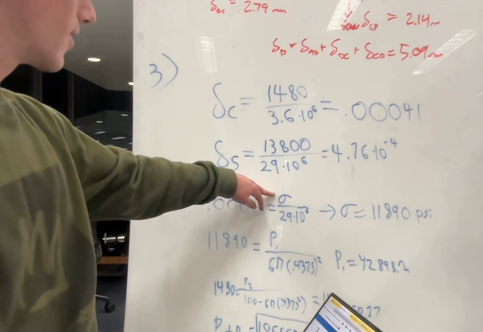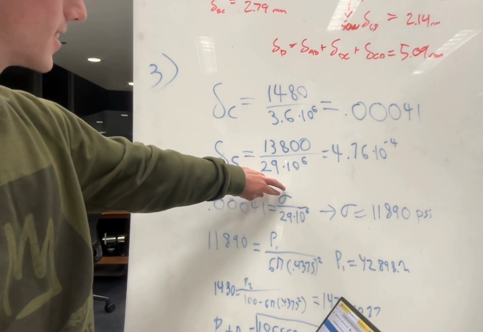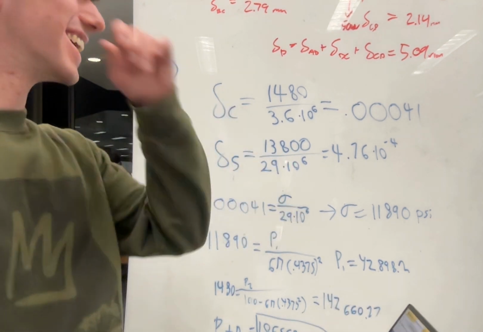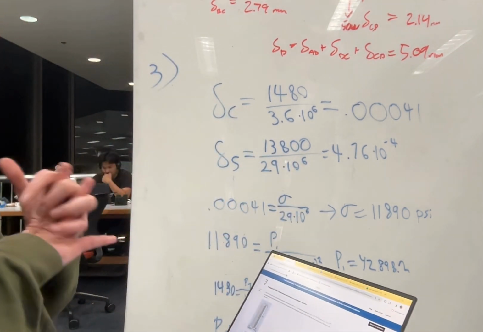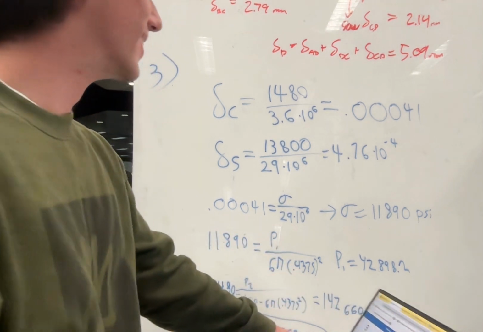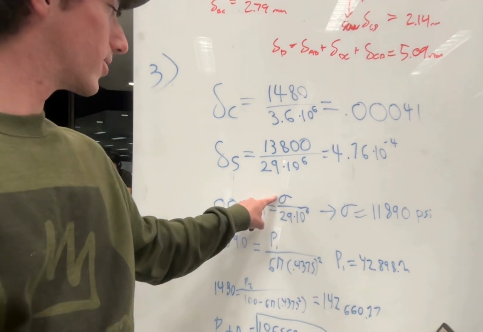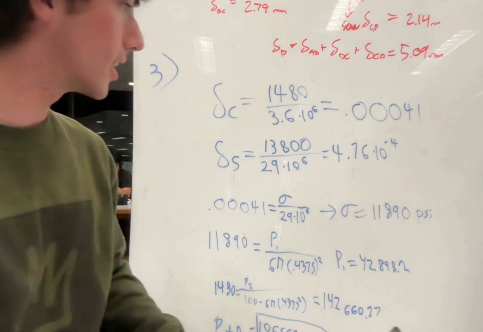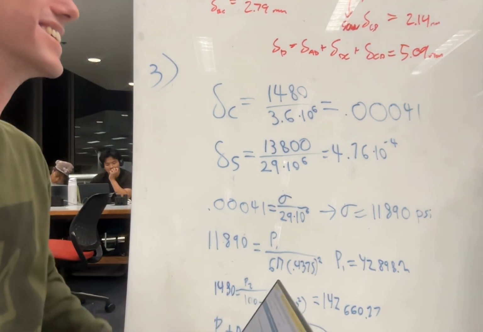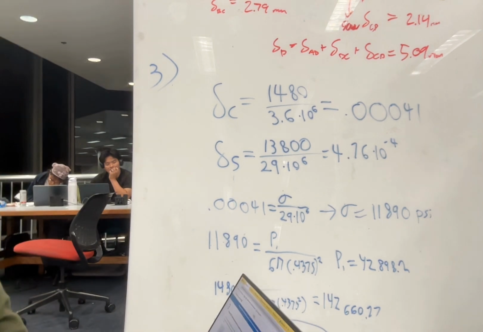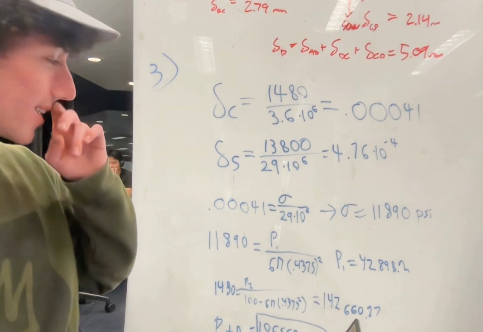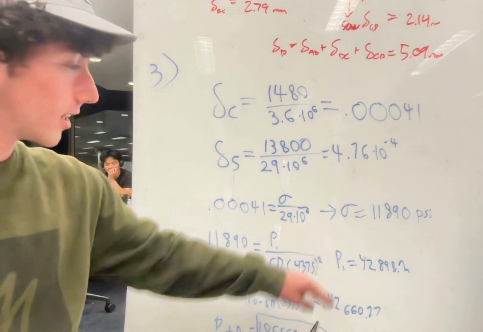From there, we're going to try to find the stress. So we'll isolate for stress, and we'll get 11,890 psi, give or take. From there, we can actually find our force.